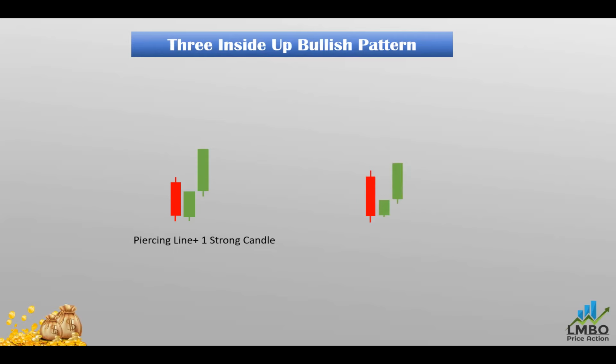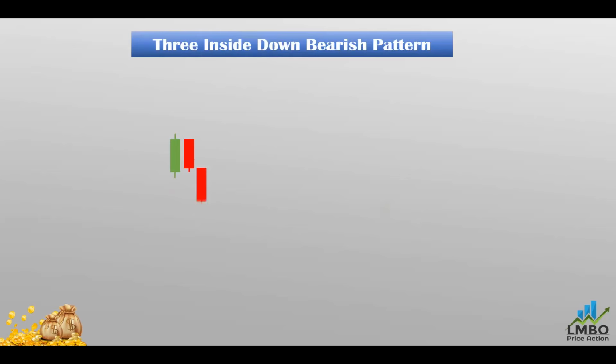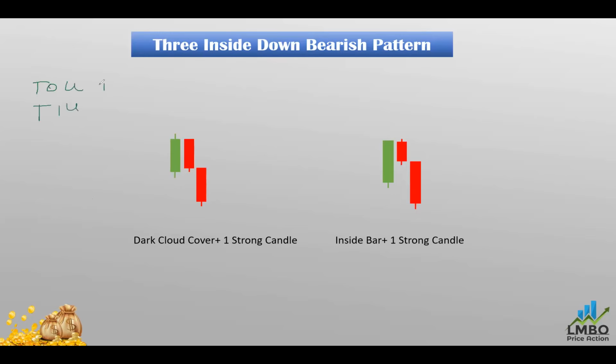These patterns are your 3 inside up. Same for the opposite, the patterns you will find here. A bearish engulfing and one strong candle, it's a 3 outside down because it's moving down. An outside bar and one strong candle, it's a 3 outside down pattern. So these patterns are 3 inside down. These patterns are very important. As I am telling you: 3 outside up, 3 inside up, 3 outside down, 3 inside down.